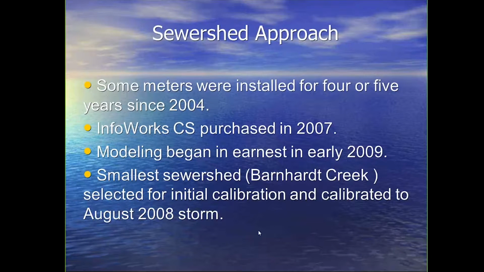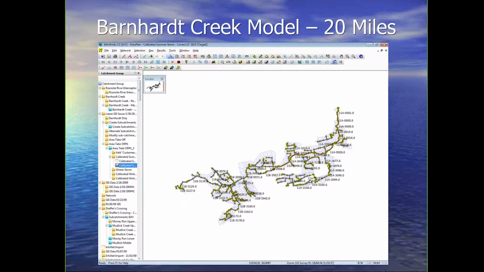Now, some meters have been installed for 4 or 5 years, since 2004. We had purchased InfoWorks CS in 2007, and I began modeling in earnest in early 2009, a few months after I got here. The smallest sewer shed, Barnhart Creek, was the one I selected for initial calibration, and I calibrated it to a summer storm in August 2008. So this is just showing InfoWorks CS and the subcatchments, pipes, and nodes, which most modelers should be familiar with.